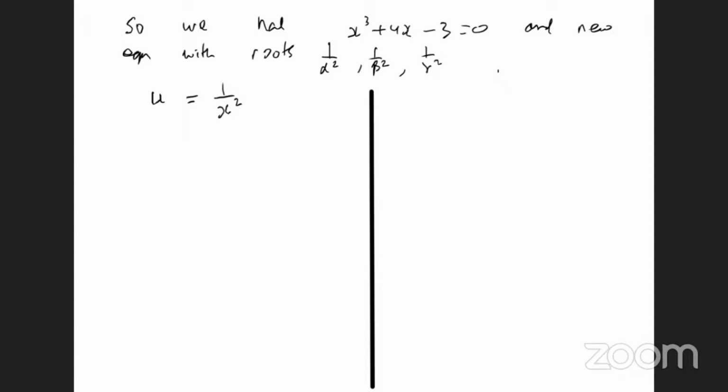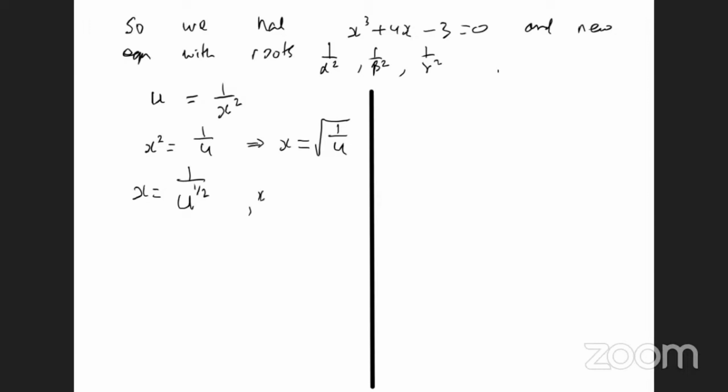So what we need to do is develop a new equation in terms of u now. Okay? So the first thing we're going to try and do is make x the subject of the formula, so I can replace all these x's here in terms of u. So x squared is equal to 1 on u, which implies x will be the square root of 1 on u. So x is really 1 over u to the power of a half.